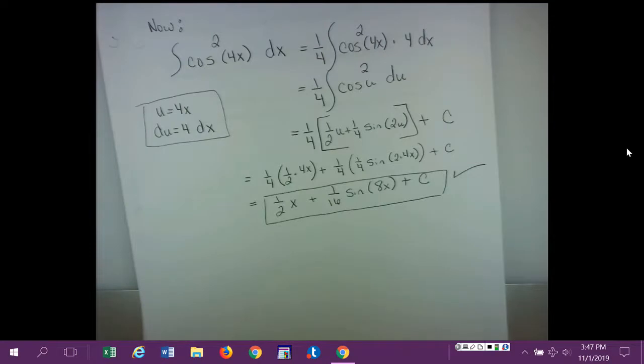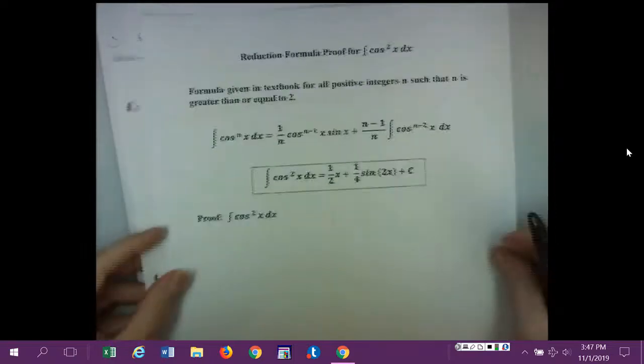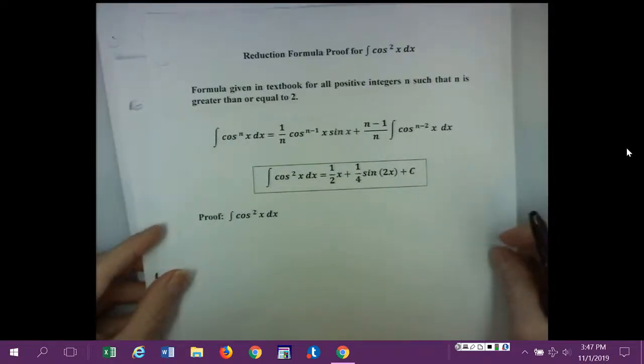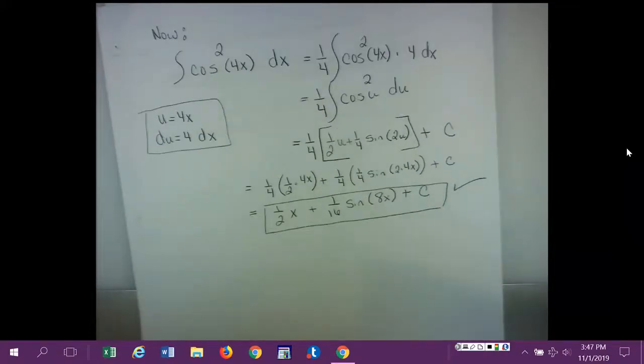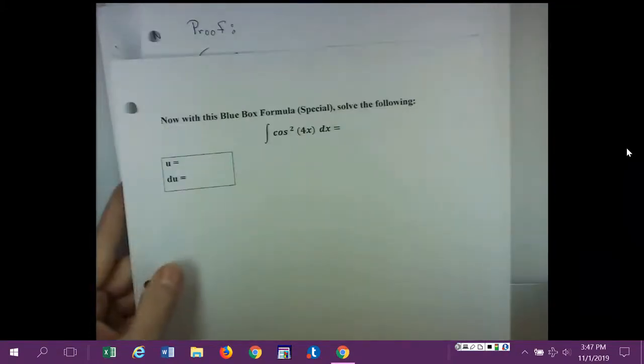This would be your final answer for the problem: 1/2 x plus 1/16 sine of 8x plus c, because u is equal to 4x. So that would be more along the lines of a test-worthy question, not the fact that you have to prove the blue box special for something basic like cosine squared, but to then go a little bit further and do a problem like this, in which after u sub, you can go directly to the blue box special.